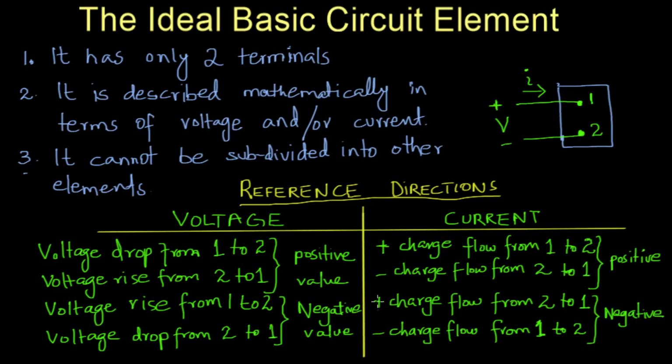Then we can also say that positive charges flow from 2 to 1 with a negative value, because if you look at 2 to 1, terminal 2 has negative charges, terminal 1 has positive charges. So when current flows, the positive charges are actually flowing from 1 to 2, not 2 to 1. So that is why we have placed a negative here.